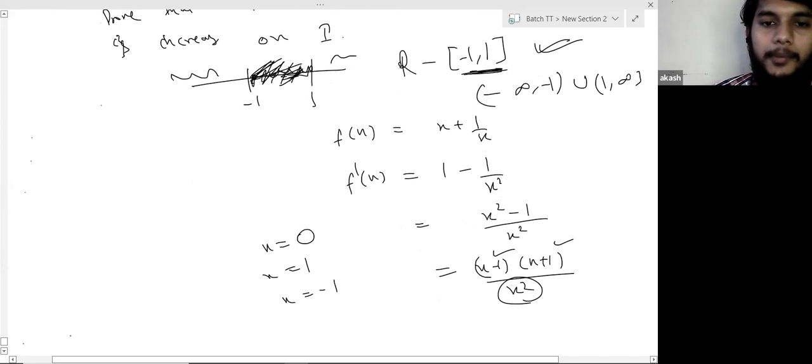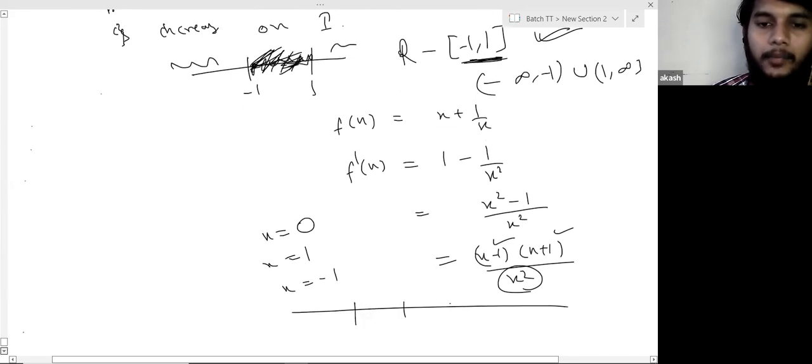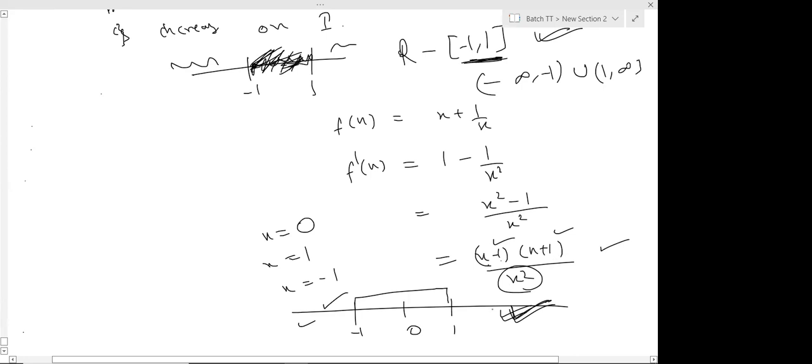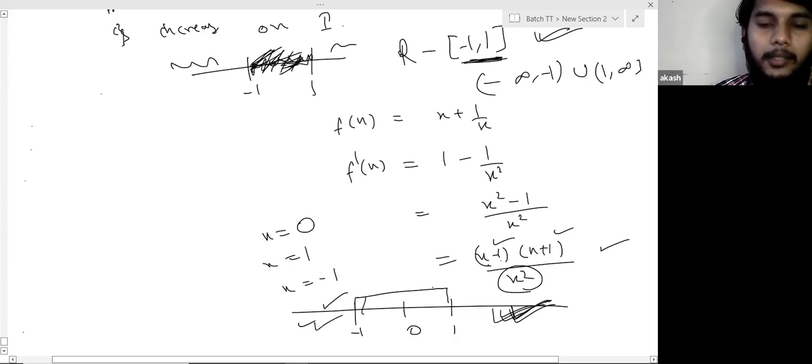So on the whole number line, we are getting three critical points: minus 1, 0, and 1. But we are not to consider anything on this part, right? They have told. So we just have to check from this point and this point. Put any number more than 1, we can put 2. So 2 minus 1 is 1, 2 plus 1 is 3, so this is positive. If you put any number less than minus 1, this will also come out to be positive. So if this part and this part are positive and we are not to consider this part, the question says it is increasing on any part which is not minus 1 to 1, which is true.